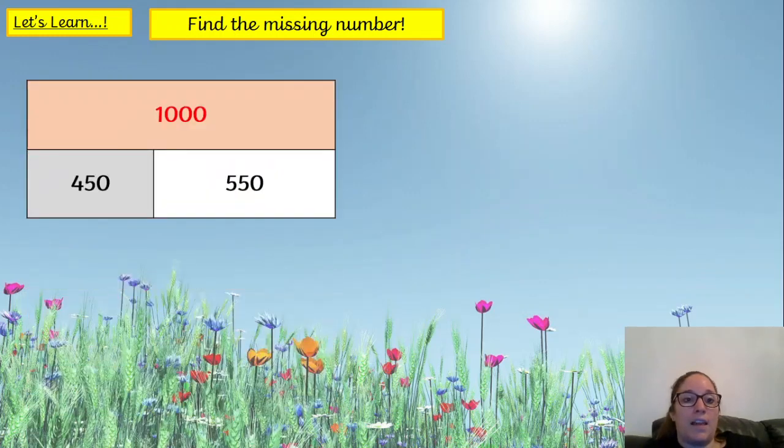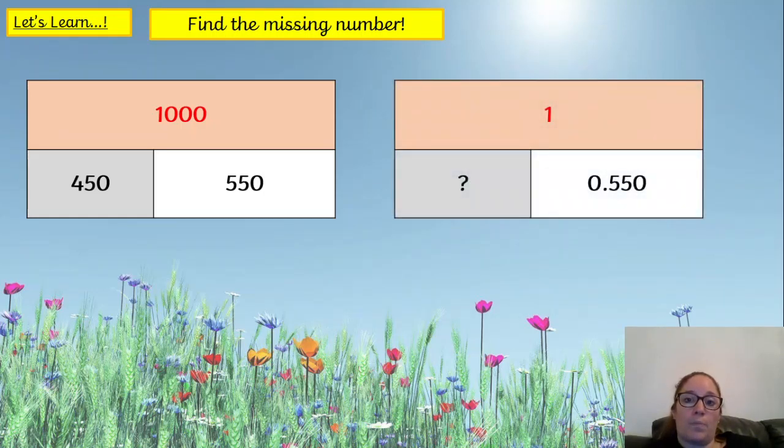Okay, and then lastly, I've got 1,000 this time. I've got 450 and 550, because that's a number bond. Those two numbers add up to 1,000. Oh, this time my whole number's already there for me. I've got 1. And over here I've got 0.550. Now 0.550 we know is the same as 0.55. So don't let that extra 0 on the end confuse you. It's trying to trick you.